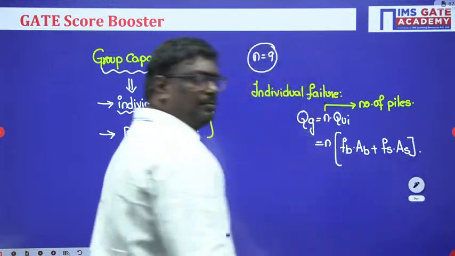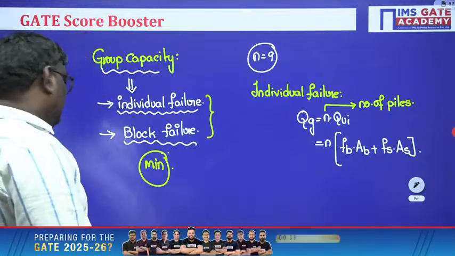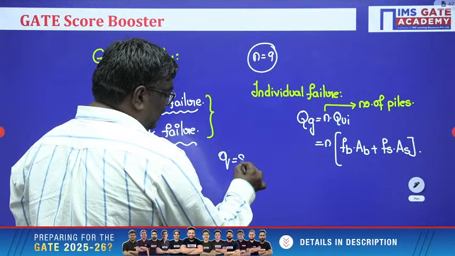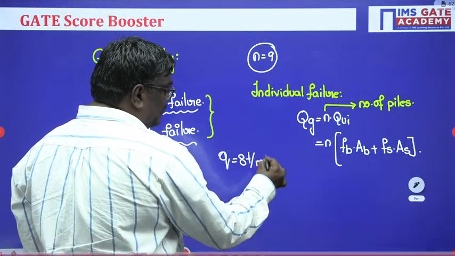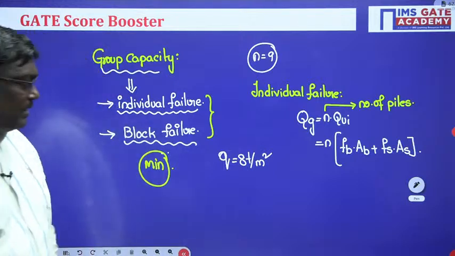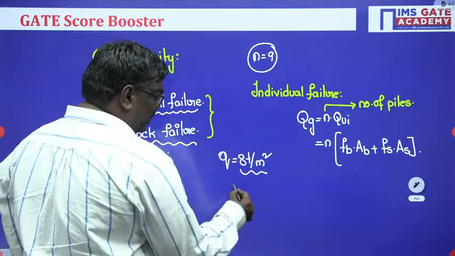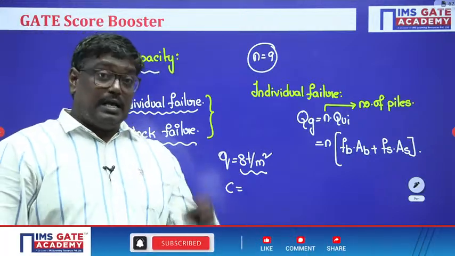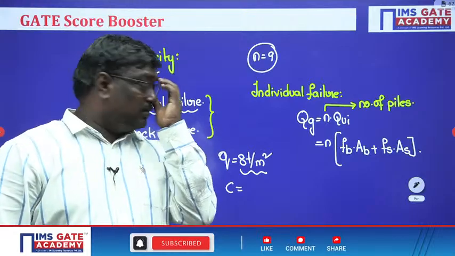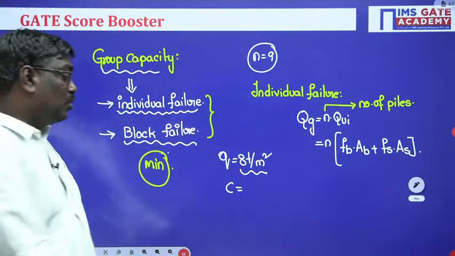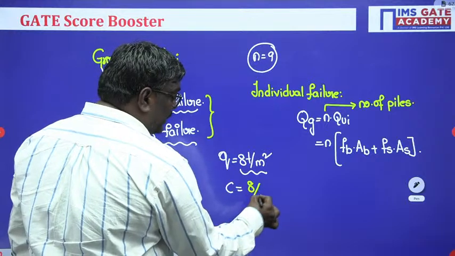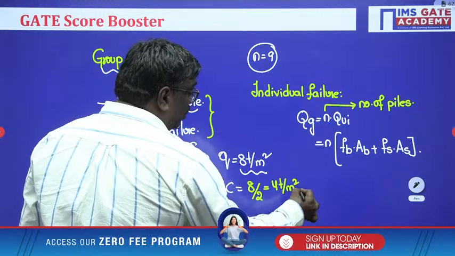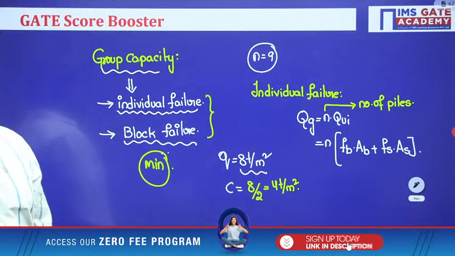Sir, here they have given you the unconfined compressive strength as 8 ton per meter square. Clear, my dear students? Please write it as an important note. When the unconfined compressive strength is given as 8 ton per meter square, the cohesion will be equal to 8 by 2, which is 4 ton per meter square. Am I clear, my dear students?